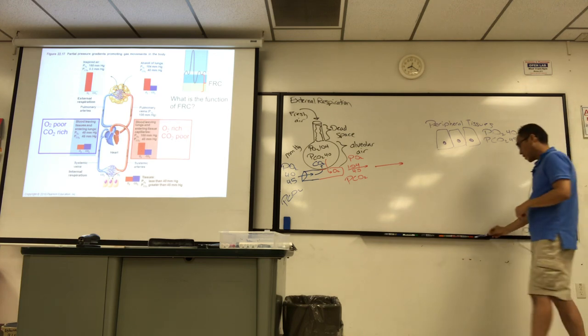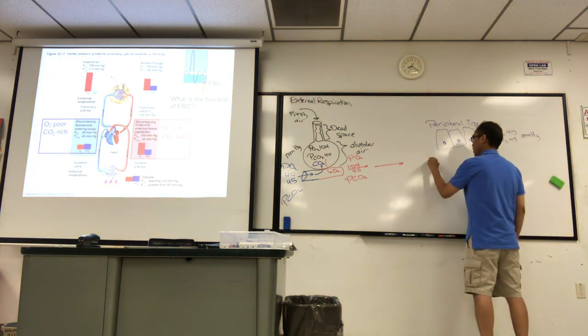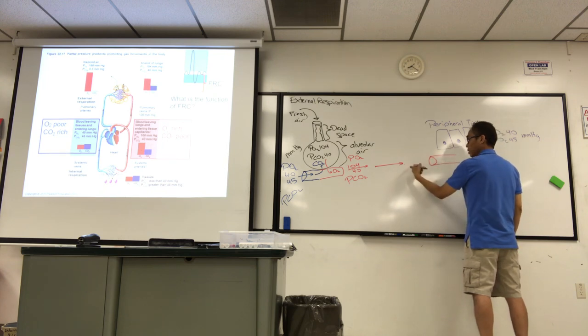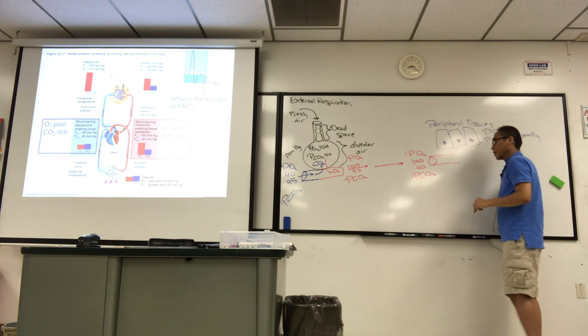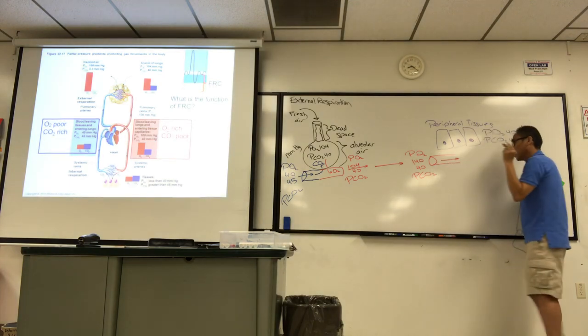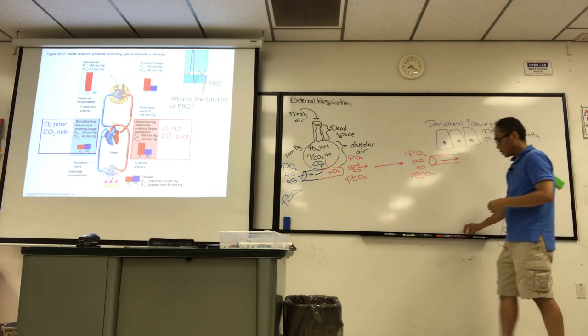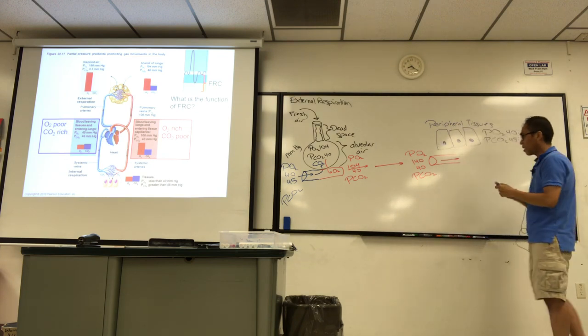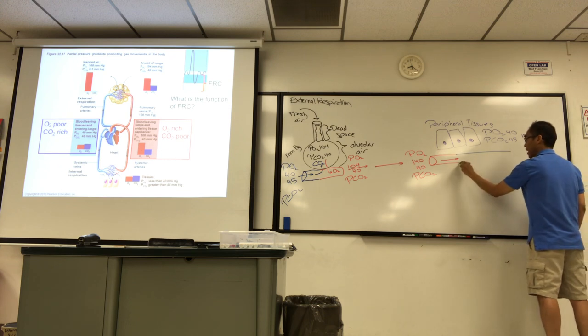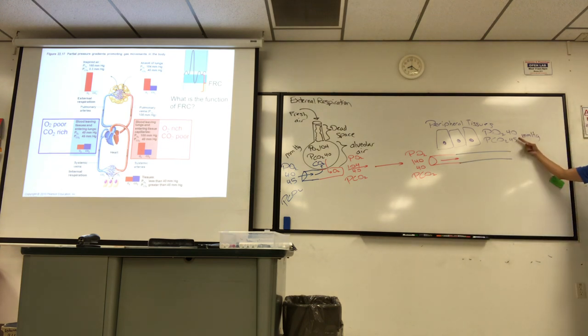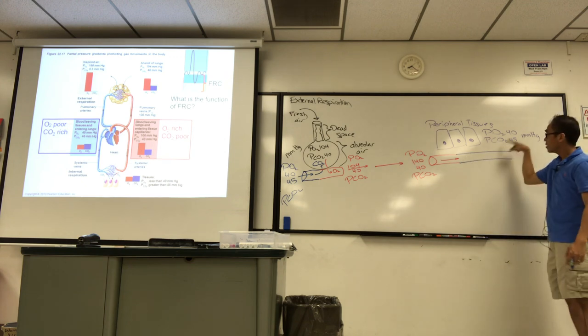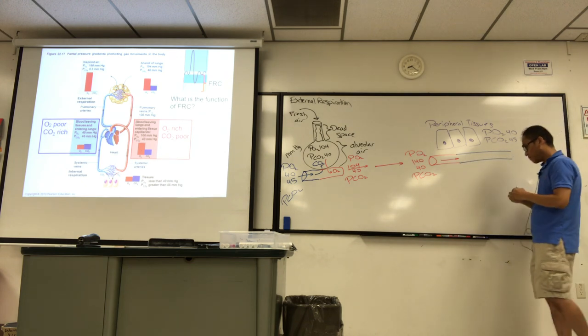Talked about that plenty of times. So blood's coming in with PO2 104, PCO2 40. And again, it's partial pressure gradients behaving like concentration gradients. You're going to make passive exchanges and equilibrate with whatever this is for your tissues. So it looks like now the gradient is such that oxygen will leave.